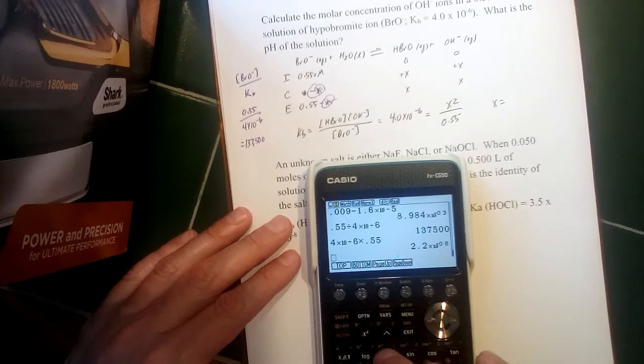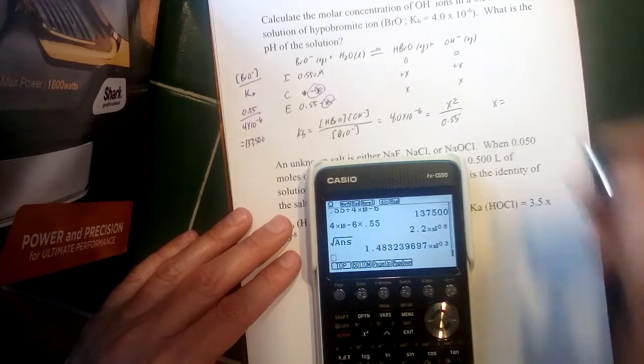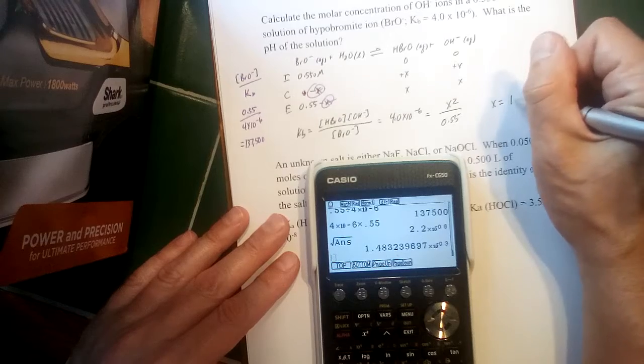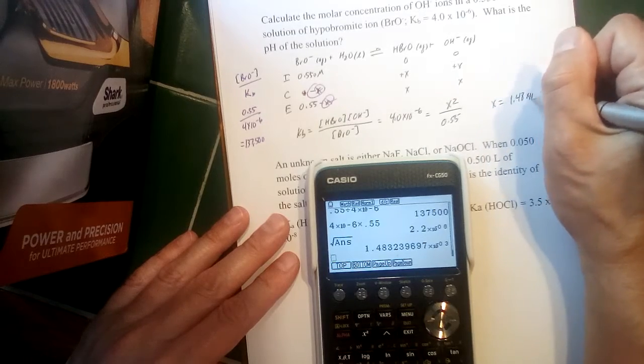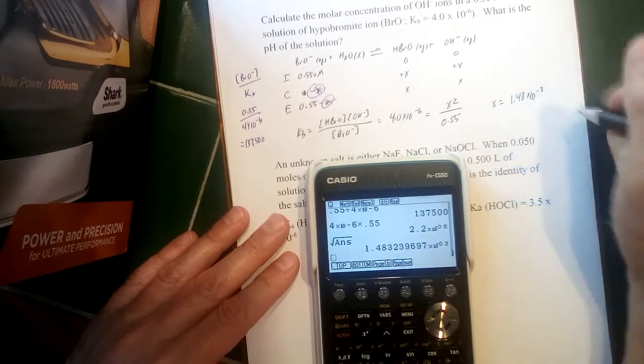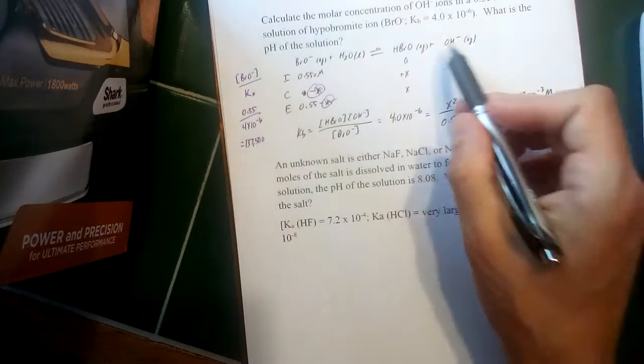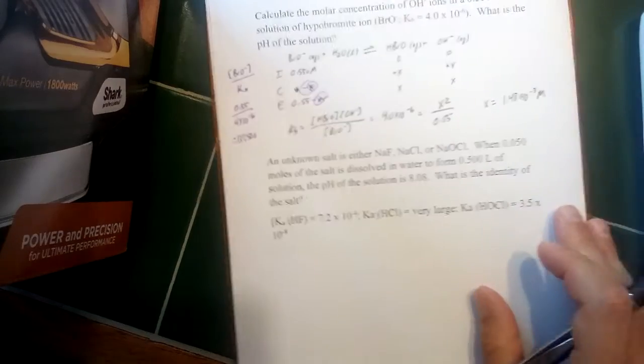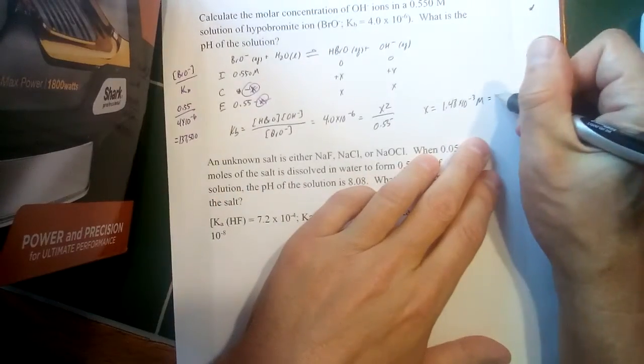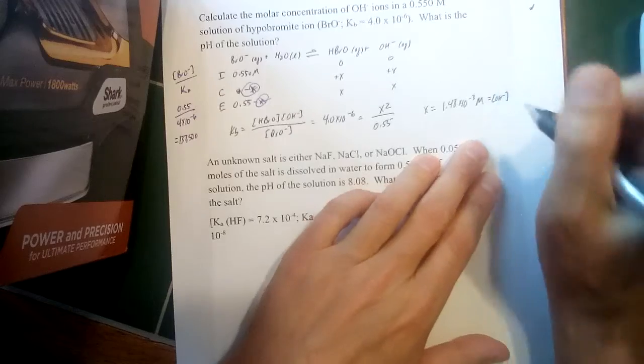And then I'm going to take the square root of both sides. So square root of my previous answer. X is 1.48 times 10 to the minus 3rd, right? And that's a molarity. Based on the equilibrium we're looking at, this is hydroxide ion. So that's the concentration of hydroxide ion.